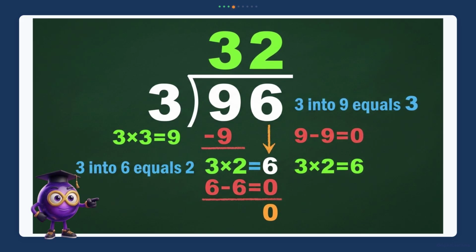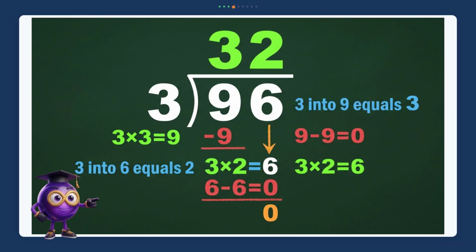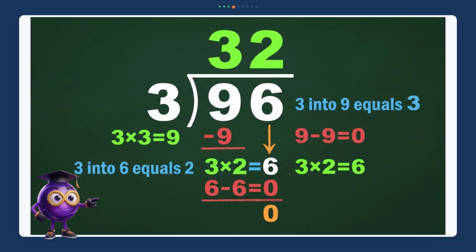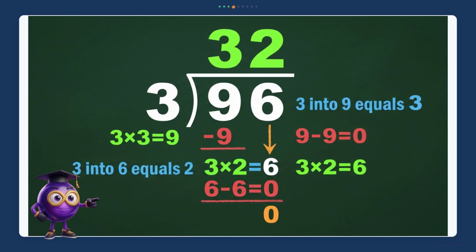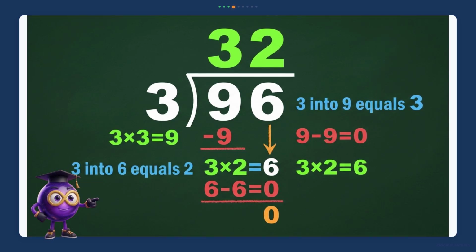How many times does 3 fit into 9? 3 times. Multiply. 3 times 3 equals 9. Subtract 0. Bring down the 6. How many times does 3 fit into 6? 2 times. Multiply, subtract 0. The answer is 32.